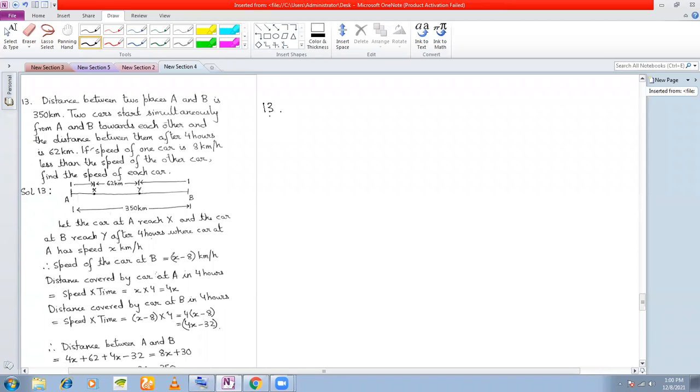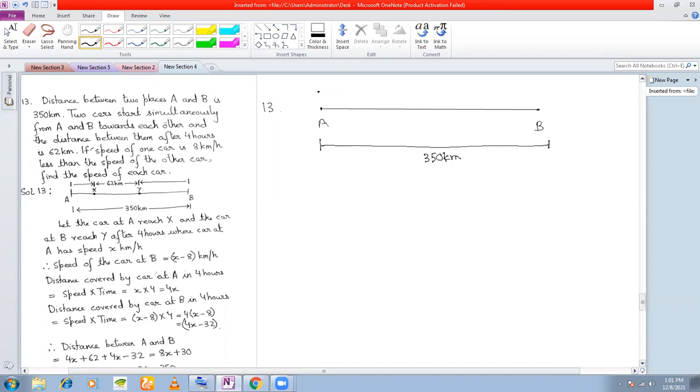So next question is: the distance between two places A and B is 350 kilometers. Let's say A is a place here and B is a place here. And the distance between these two places is 350 kilometers.